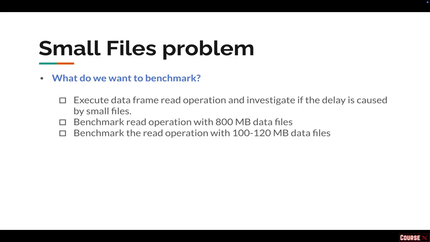In all these three datasets, the number of records will be the same, but the file sizes will be different. The first case will be small files that are provided by the team. The second set will be benchmarking with around 800 MB file size, and the third will be with file sizes around 100 to 120 MB, and we'll check which file size gives us the optimized read operation.